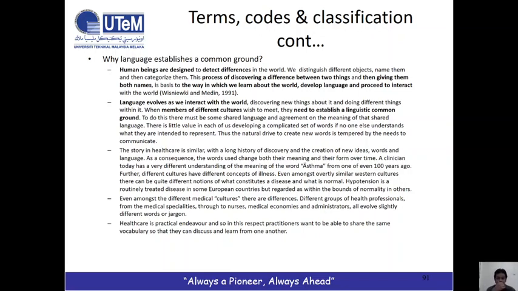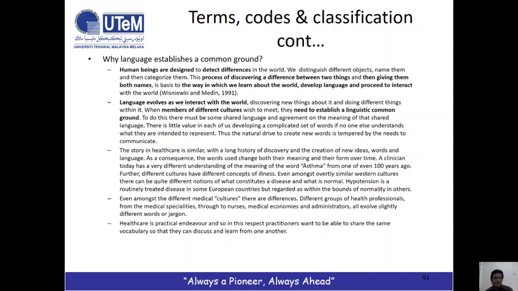So when members of different cultures wish to meet, they need to establish a linguistic common ground. To do this, there must be some shared language and agreement on the meaning of that shared language. So there is little value in each of us developing a complicated set of words if no one else understands what they are intended to represent. Thus the natural drive to create new words is tempered by the need to communicate.